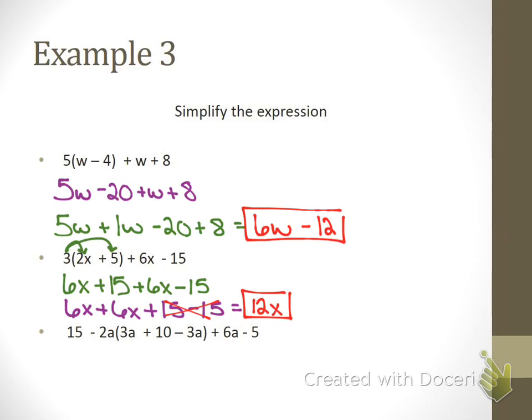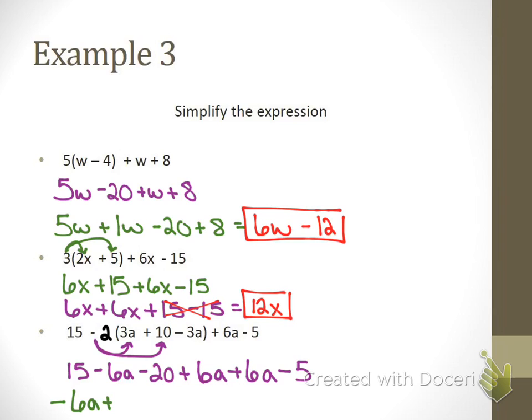All right, now I want you to pay attention to the last one. We don't have time to go over it completely. Okay. I need to do distributive property, and now how many terms do I have inside my parentheses? How many terms? 3. 15 minus 6a minus 20 plus 6a plus 6a minus 5. Guess what? It's the same exact thing. It's just more terms. I need to group my a's together. Negative 6a plus 6a plus 6a plus 15 minus 20 minus 5. I group my a's together. Ooh, anybody see something? See opposites maybe? Yes. Opposites.